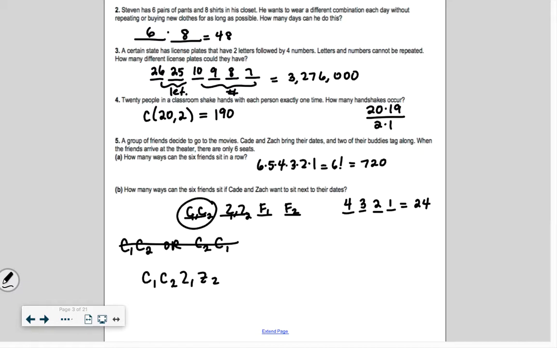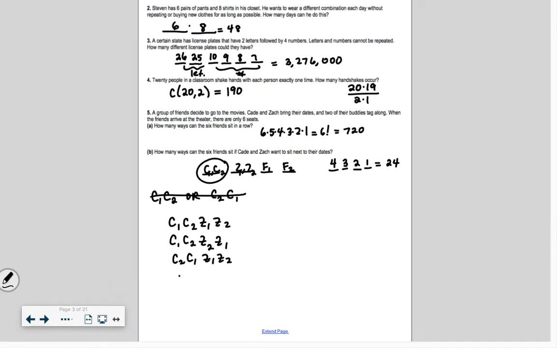So I could have C1, C2, and then Zach and his date could switch, right? Z2, Z1. I could have C2, C1, Z1, Z2, right? And I could have C2, C1, Z2, Z1. Do we agree? There's 4 ways. Okay, so what do I do? 24 times 4. Did that just kill you?